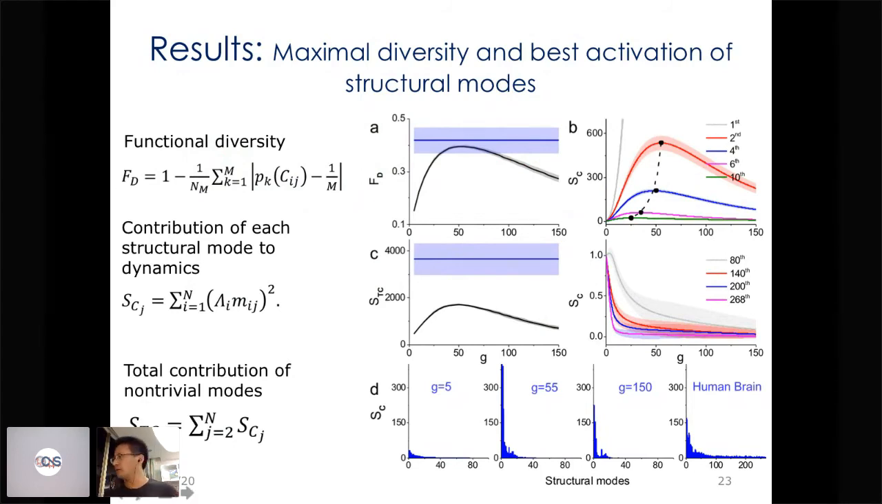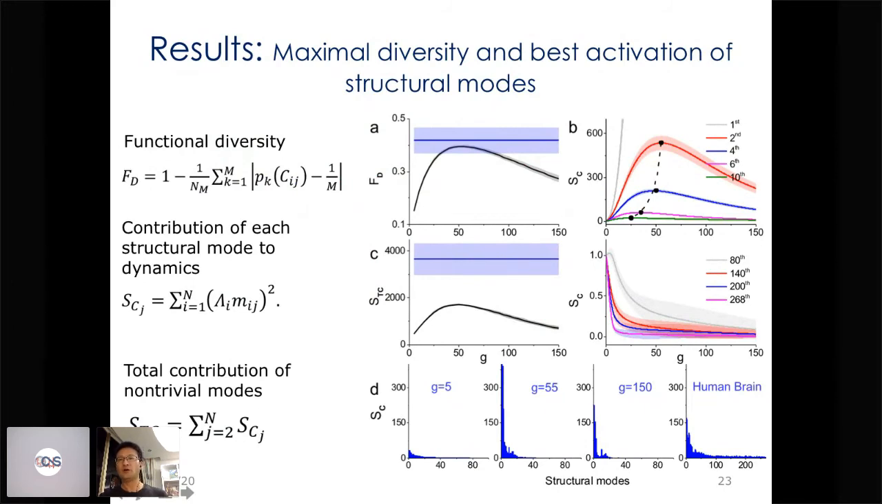And now I'm going to show you how we can understand this emergence of diversity by the eigen modes. Eigen modes, as we mentioned, can be considered as the basic activation modes, and the dynamics can be considered as a combination of the modes. So when we go to different couplings, we can look at the dynamics and see how these modes are activated differently. And you see there's a kind of maximum for each mode to be activated.